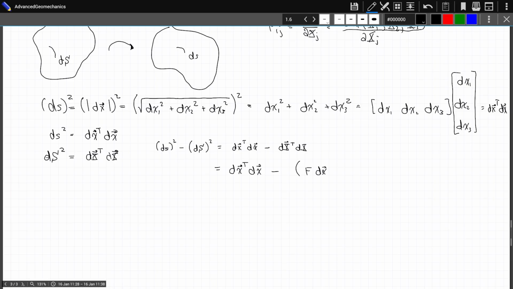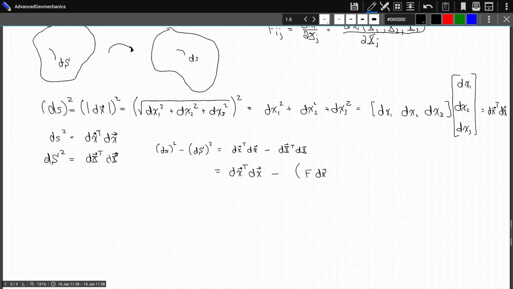I'm sorry, I made the substitution and wrote it in the wrong place. Sorry. Do it here. d little x is F times dX. And then this whole thing is transposed because of the transpose there. And then we have F times dX minus dX transpose dX.